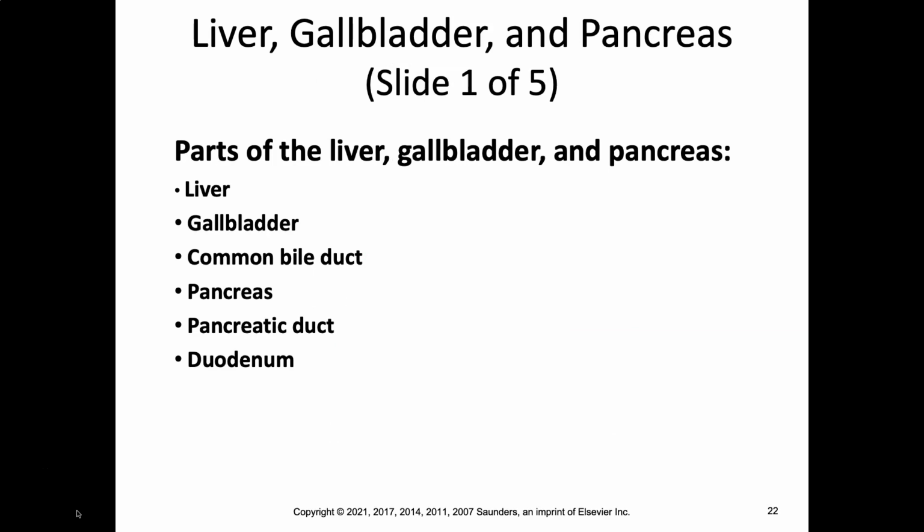So liver, gallbladder, pancreas, why do we talk about those? And what is a common bile duct? What is the pancreatic duct? And then why do we talk about the duodenum, which is part of the large intestine, I believe.